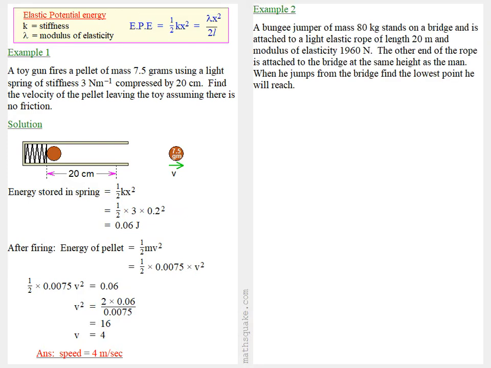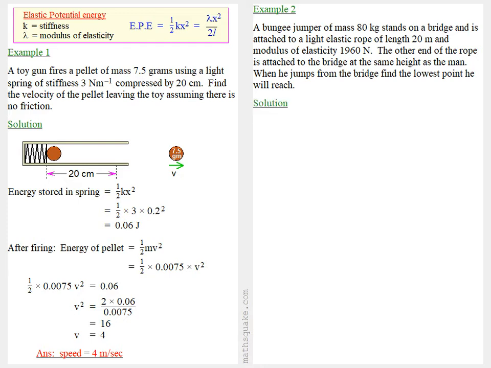Example 2. A bungee jumper of mass 80 kilograms stands on a bridge and is attached to a light elastic rope of length 20 meters and modulus of elasticity 1,960 newtons. The other end of the rope is attached to the bridge at the same height as the man. When he jumps from the bridge, find the lowest point he will reach.